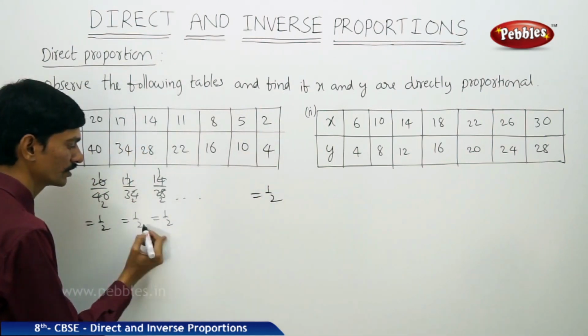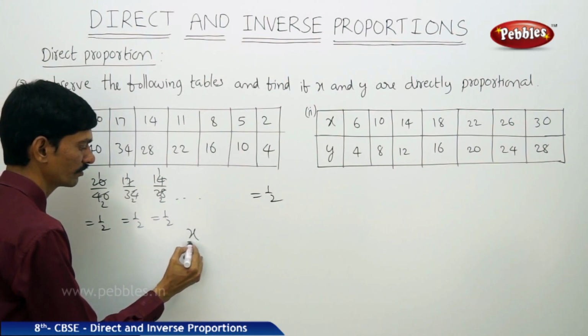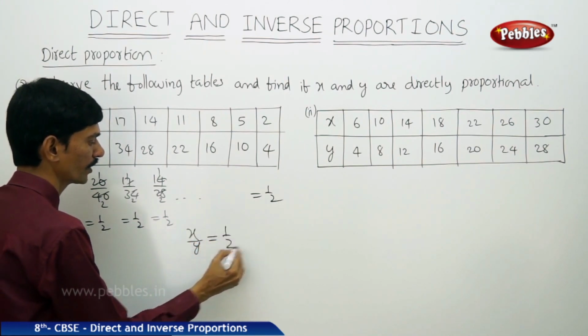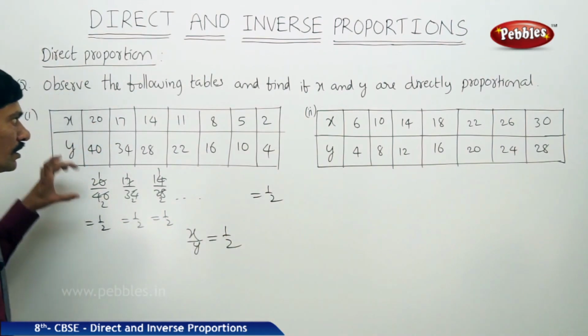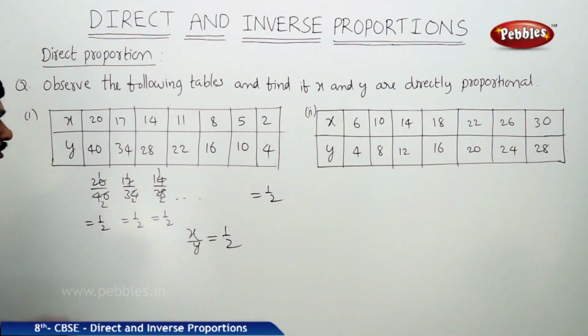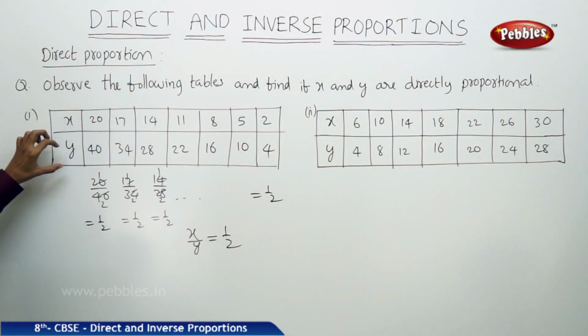So here we got that the ratio between x and y is a constant, and that constant value is 1 by 2. Then we can say that these two quantities x and y are in direct proportion. So x is directly proportional to y.